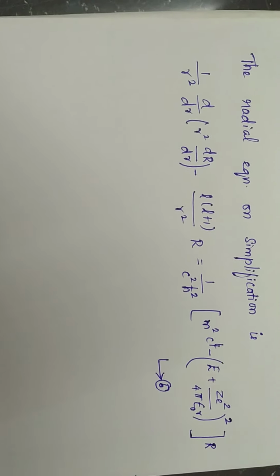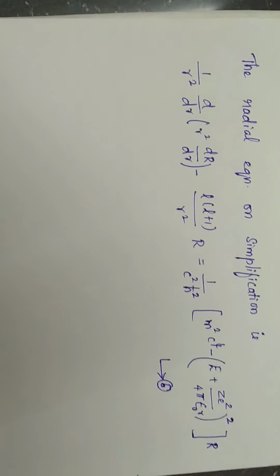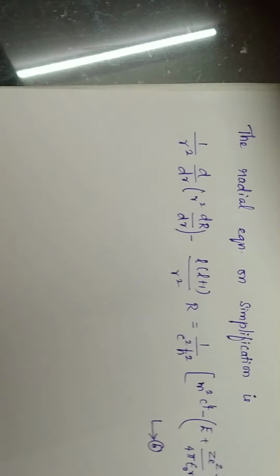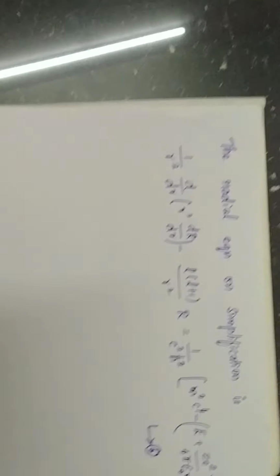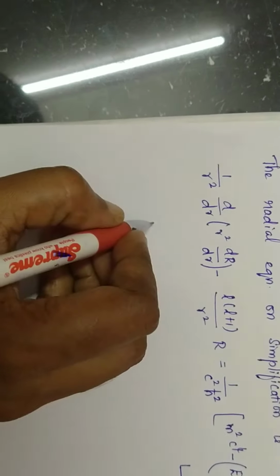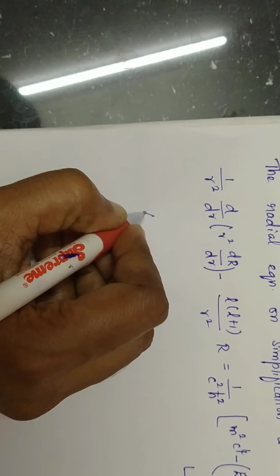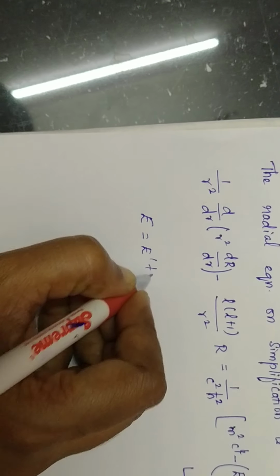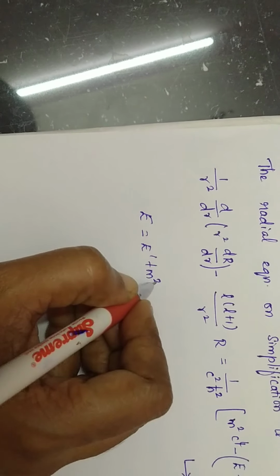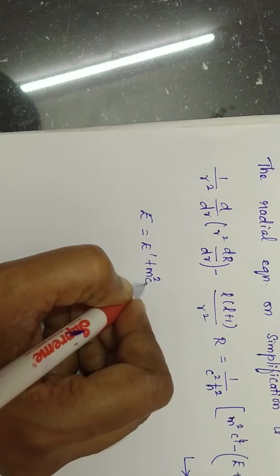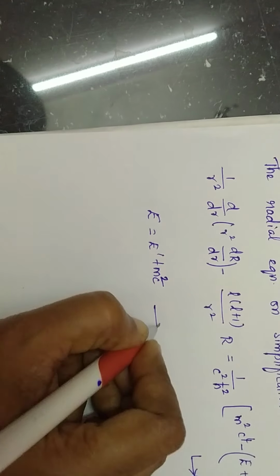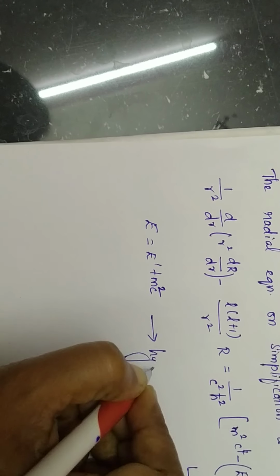Okay, now here also what are we going to do? We are going to consider equation 6 for the hydrogen atom. So if we consider the hydrogen atom, what we are going to do is write the energy of hydrogen atom E as E dash plus mc square. So this is for the hydrogen atom.